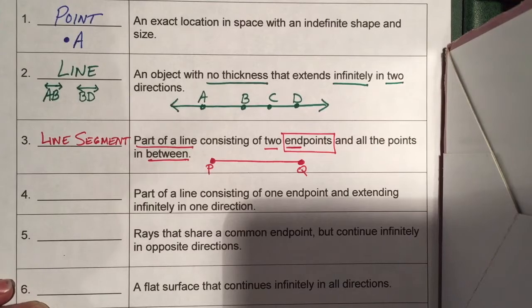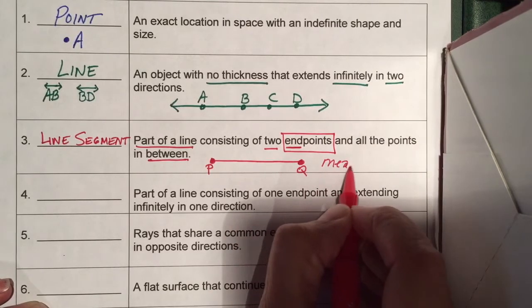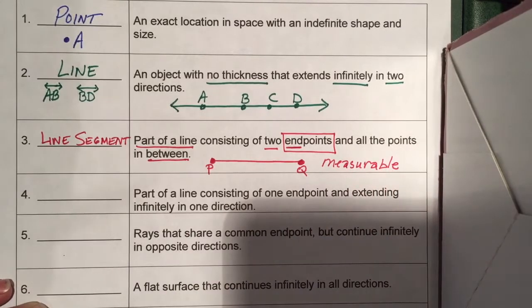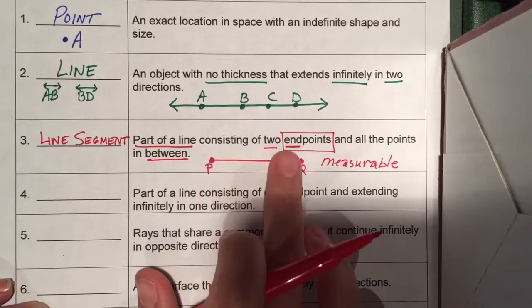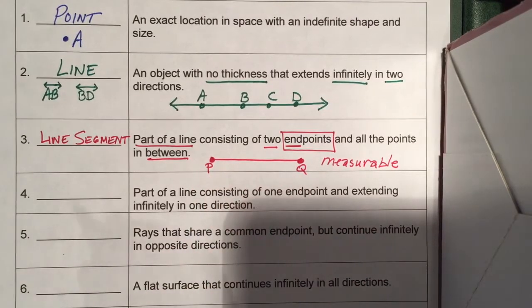A line segment is a piece of a line. It's actually something that we can measure. It's measurable. I can actually take a ruler and measure how long a line segment is. I can't measure a line. A line is infinite. You can't measure infinity. But a line segment actually has 2 ending points. It has 2 endpoints, so it stops. So we can measure it.